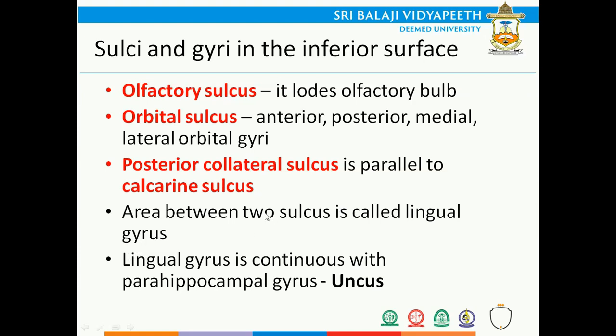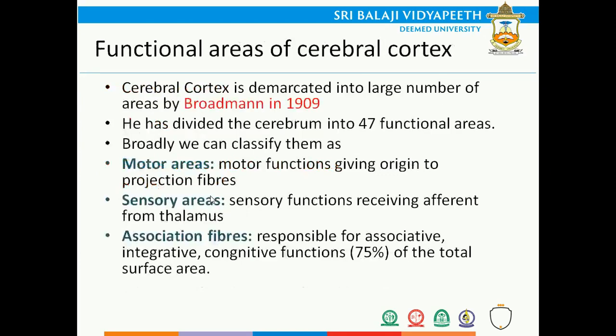What are the two sulci? The posterior collateral sulcus and the calcarine sulcus. Between them there is a gyrus, and that gyrus is called the lingual gyrus. The lingual gyrus becomes continuous with the parahippocampal gyrus, and we give that the name uncus. Now let's go into the function of these lobes.